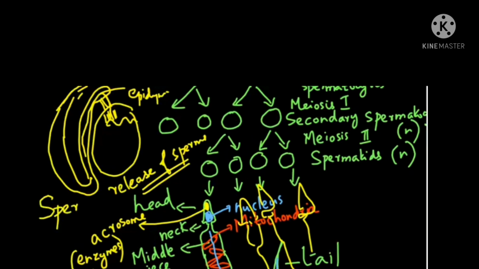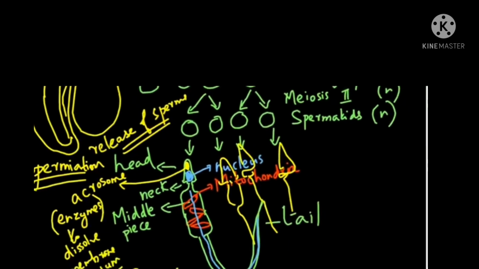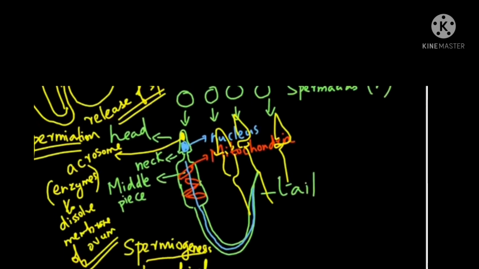Spermiation. See, there are similar names here. One is spermiation, which means release of sperms. Then spermiogenesis, which means modification of spermatids to sperms. Then spermatogenesis means formation of sperms.